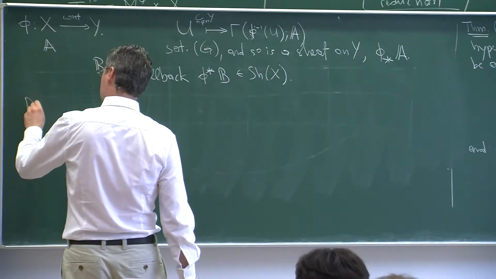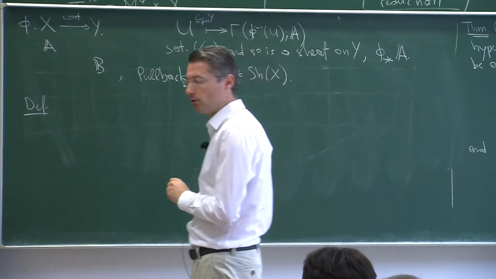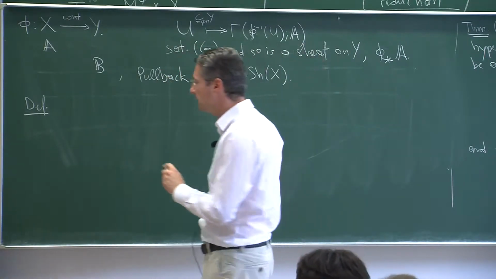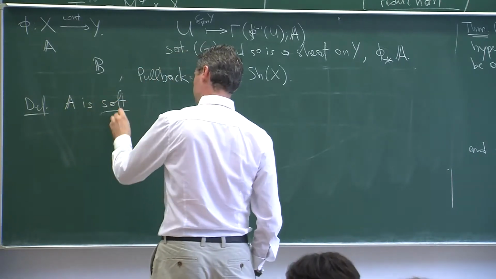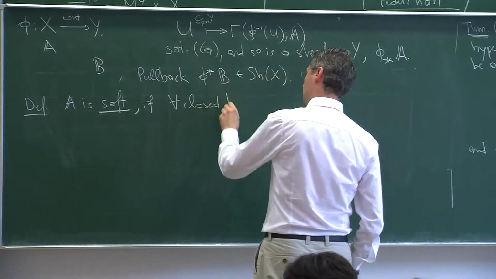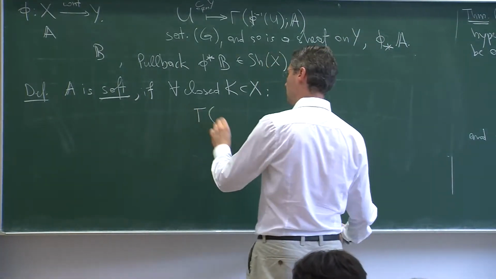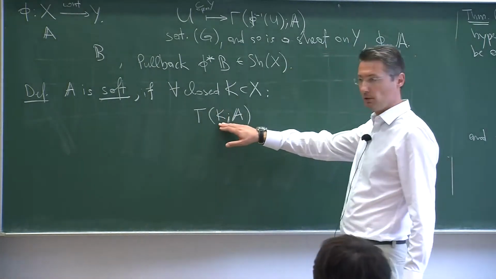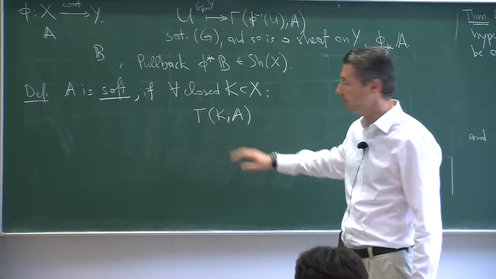So, definition now. There are two concepts, two special classes of sheaves that play an important role in that theory. Namely, the so-called soft sheaves and the injective sheaves. So what is that? A is called soft if for all closed subsets K of X, the following map is surjective. You consider sections over K. Remember, I'm now able to talk about sections over any subset. It doesn't have to be open. So this is well defined, right?